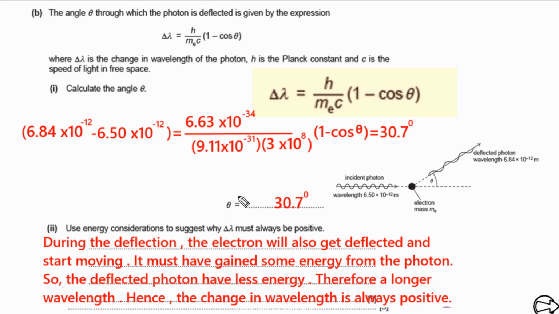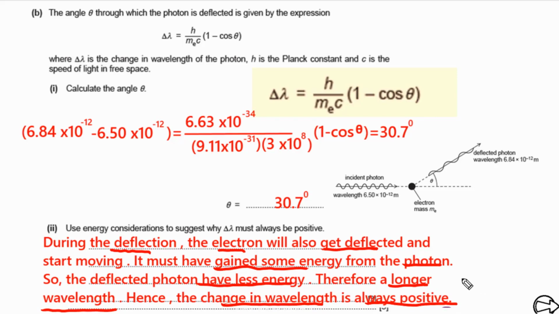You need to say that during the deflection, the electron also gets deflected and the electron gains some energy from the photon. So the deflected photon has less energy, and therefore the deflected photon has a longer wavelength, and that's the reason the change in lambda is always positive. You just need to use the law of conservation of energy.